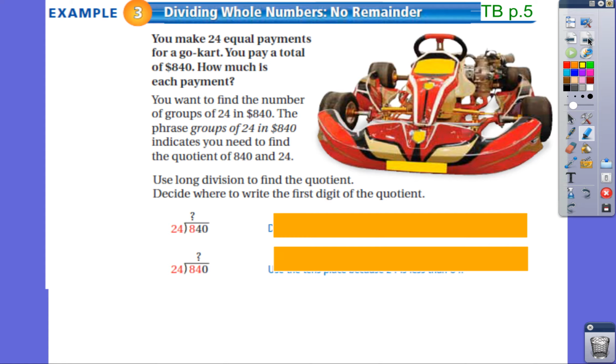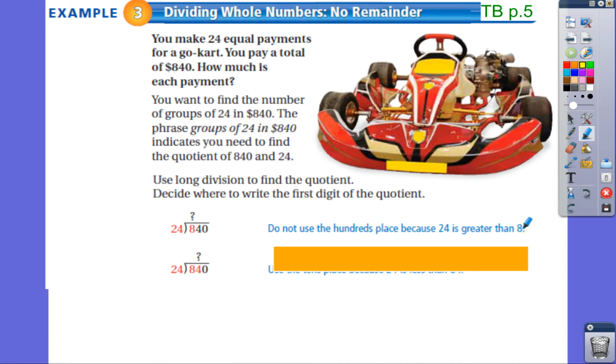So, in order to solve this problem, we are going to start with the number 840, and that is the number we're starting with. It's called the dividend, so it's going inside the bracket. The number you start with goes on the inside. On the outside of the bracket, I have the number 24. 24 is the divisor. It's what I'm dividing by. So I've got 840, the number I start with, in the middle, 24 on the outside, and now I'm ready to start the division process.